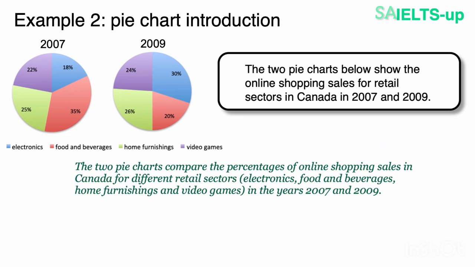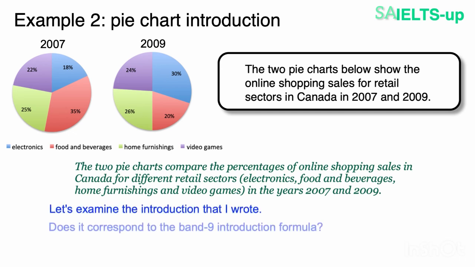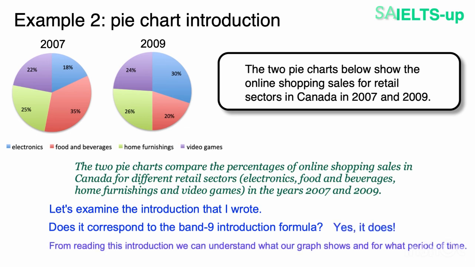Alright, let's examine the introduction that I wrote. Firstly, does it correspond to the Band 9 introduction formula? Well, yes, it does. From reading this introduction, we can understand what our graph shows. In this case, percentages of online shopping sales. And for what period of time? Years 2007 and 2009.